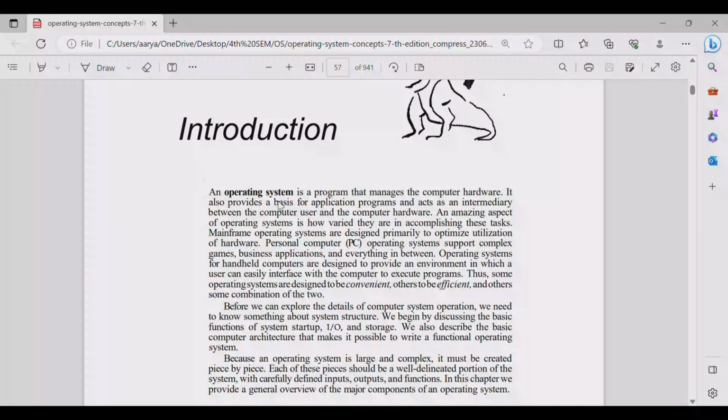Hello everyone. Here I'm not going to read and explain the whole book. I'm going to share all the important concepts required for you all to know. So let us start with a new topic, operating systems.